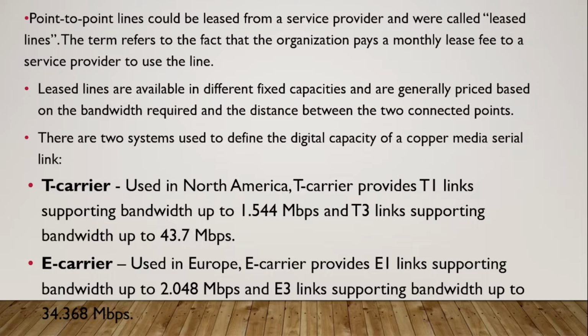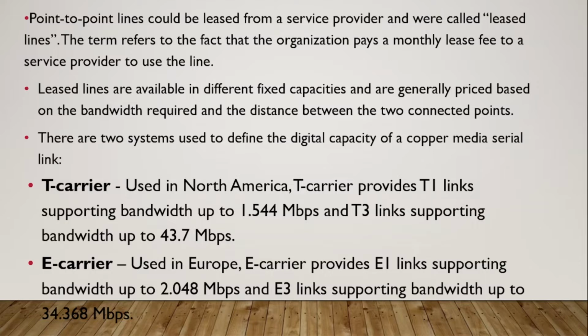And the other one is the E carrier. The E carrier is used in Europe. The E carrier provides E1 links supporting bandwidth up to 2.048 Mbps, and the E3 link supporting bandwidth of 34.368 Mbps. So these are the two systems used to define the digital capacity of a copper media serial link.